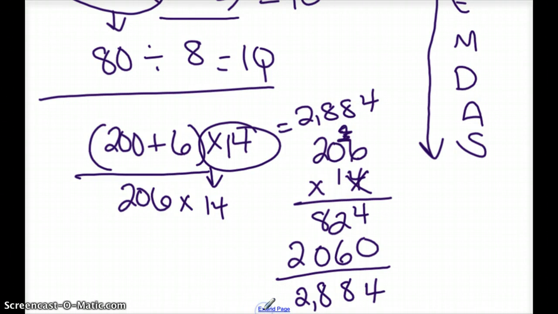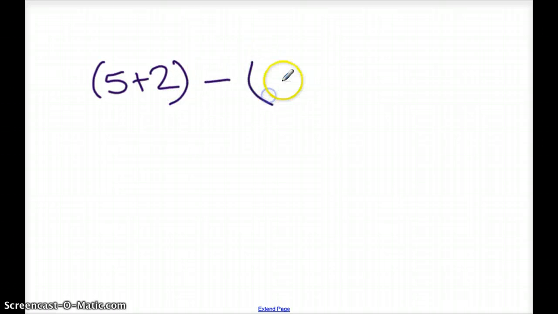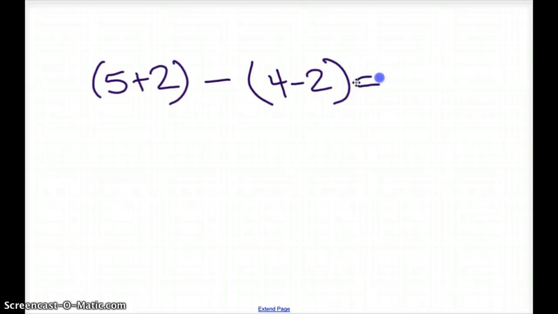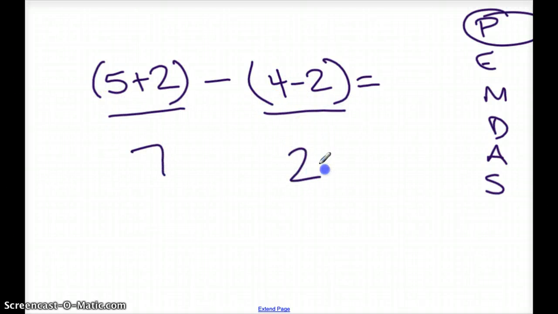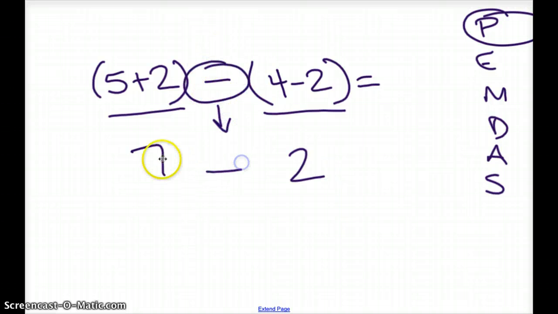Alright, so let's look at one more example. If I have the numbers (5 plus 2) minus (4 minus 2). Okay, when you have two sets of parentheses, you still follow these rules. So I still have to do both parentheses first. So 5 plus 2 is 7. 4 minus 2 is 2. I bring down my subtraction sign. So now I have 7 minus 2 equals 5. So if you have two sets of parentheses, make sure you solve for both before you combine them.